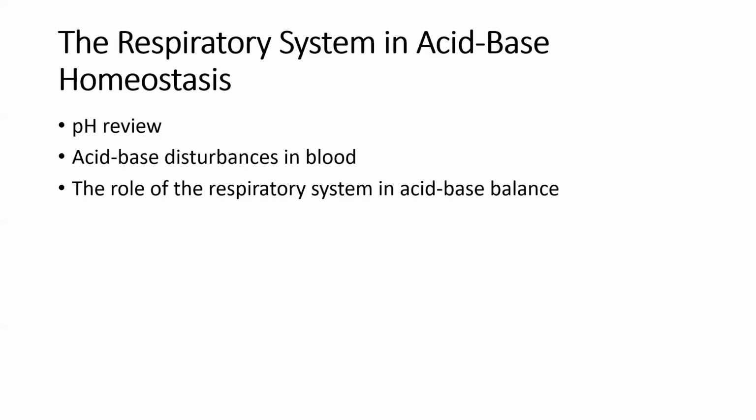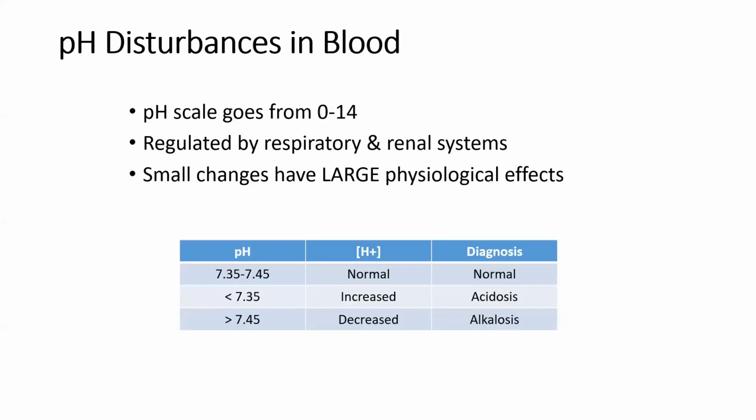So we'll talk about the pH, different acid-base disturbances, and then how the respiratory system works to start, and later on we'll look at the renal system. So the pH disturbances in the blood happen anytime there is a pH that is outside of the window of 7.35 to 7.45. So in terms of our pH scale, we can have a pH that reads anything from 0, which is really acidic, to anything that's about 14, which is really basic or alkaline.